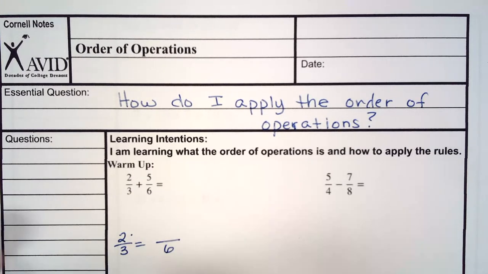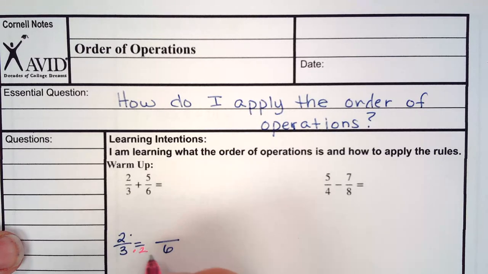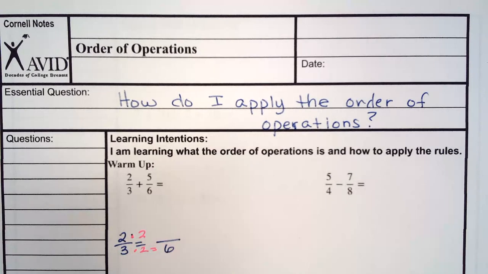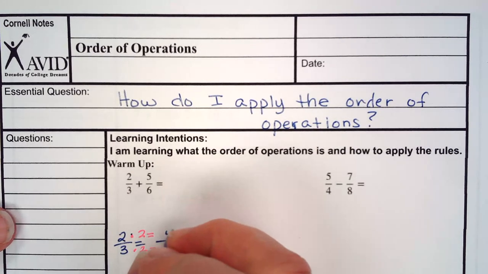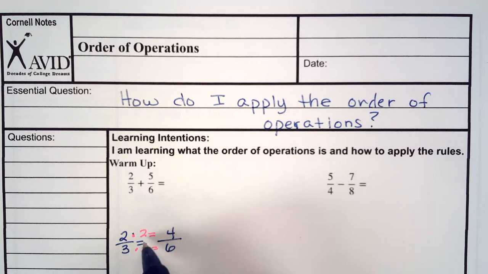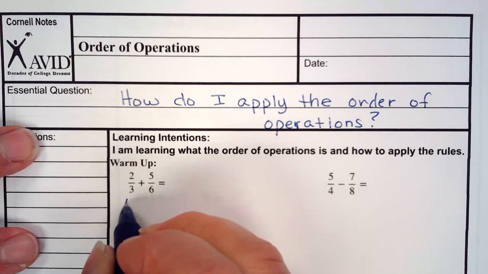2 over 3 equals something over 6. Well, 3 times 2 equals 6. 2 times 2 equals 4. 2 divided by 2 is 1. So what I'm really doing is multiplying by a factor of 1. When you multiply by 1, nothing changes. So 2/3 is equal to 4/6.